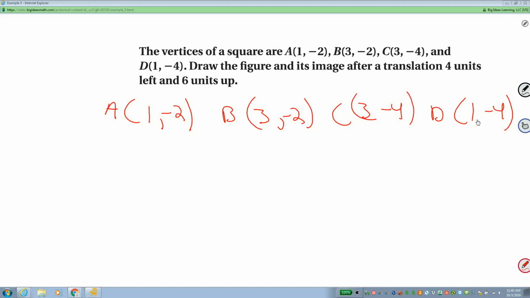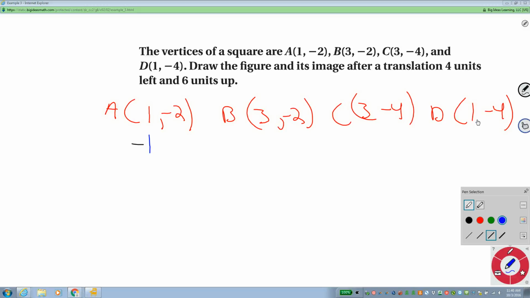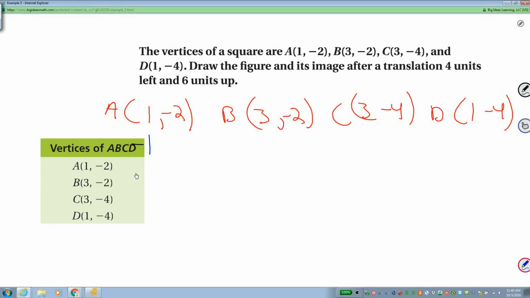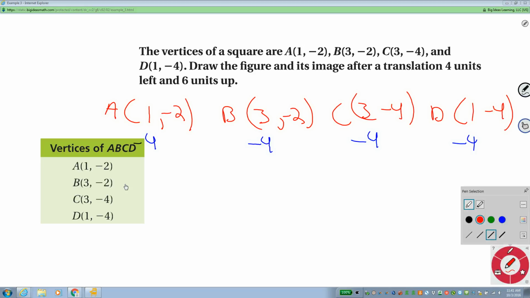Olivia. Move 4 units to the left and 6 units up. So we need to move each one of these 4 units to the left. Left means what? Hunter. Thank you for raising your hand. So we're going to subtract. Each one we are going to subtract, was it 4 units? Yeah, 4 from it. Okay, what are we going to do with our other units? Olivia? Add 6. We're going to add 6.